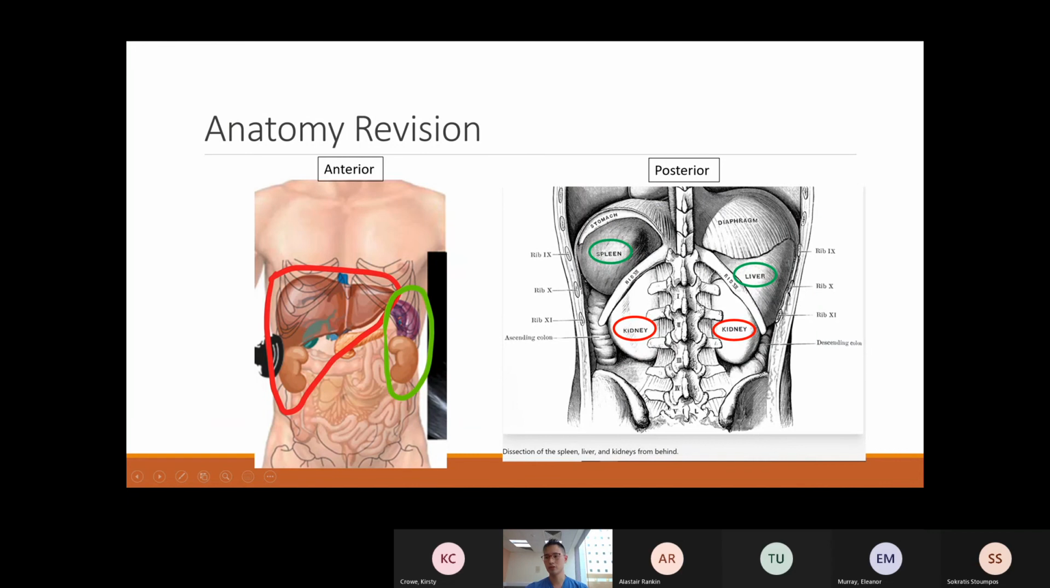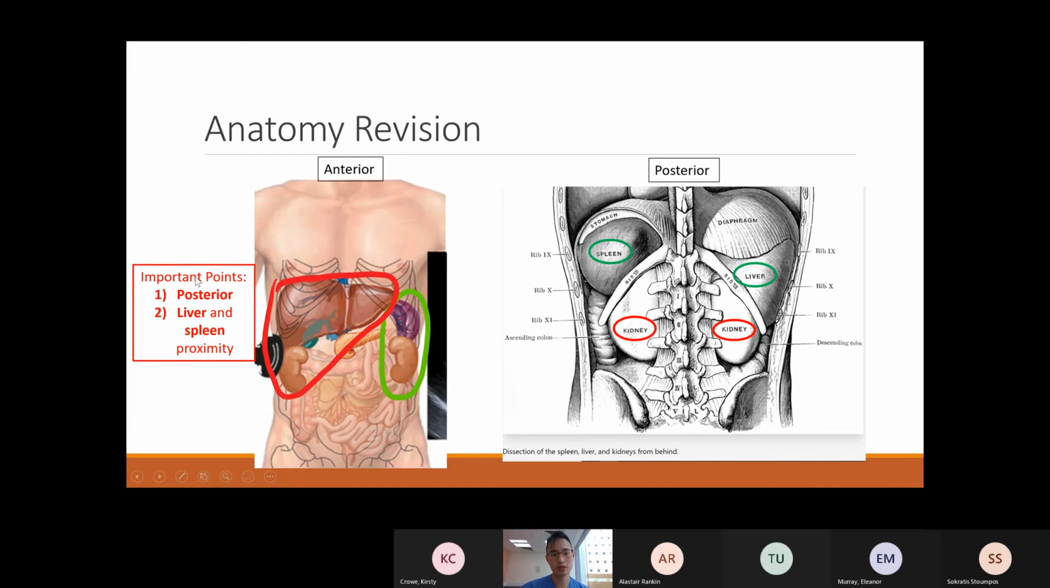This is a posterior cross-section of a patient, and basically what this is demonstrating is how posterior the kidney is in relation to a patient's body. It's just right next to the vertebra. Again, that's just me highlighting how close the liver and the spleen are, and this is important. So that's just me highlighting the two important things that I want to mention in this slide.